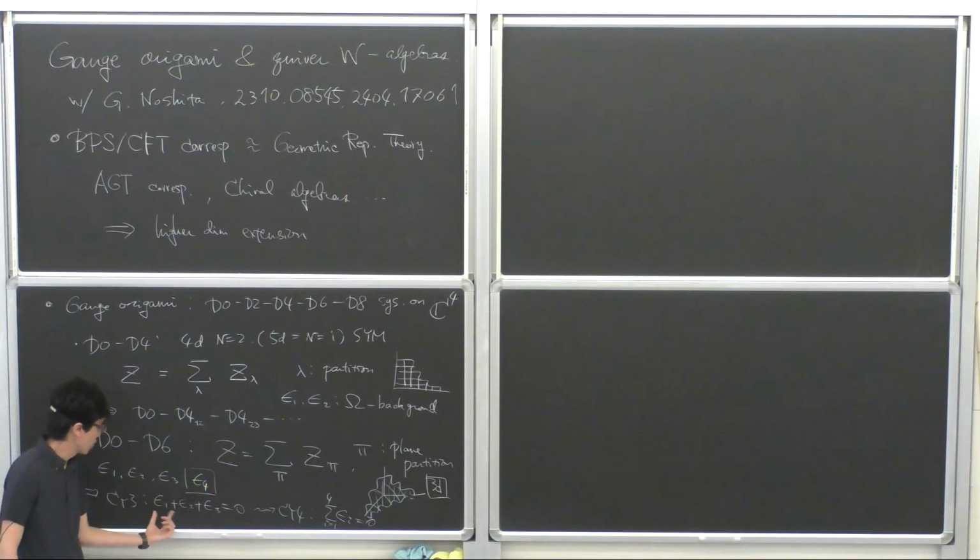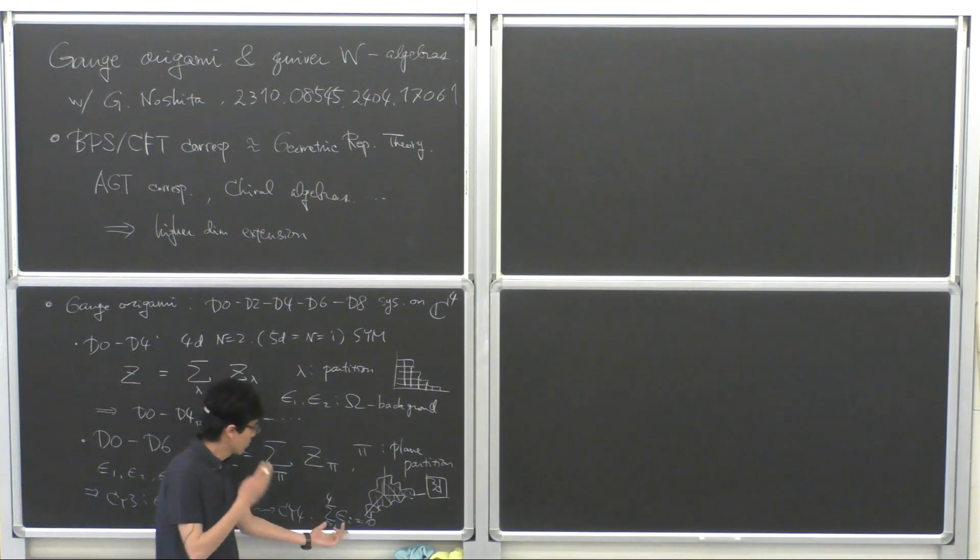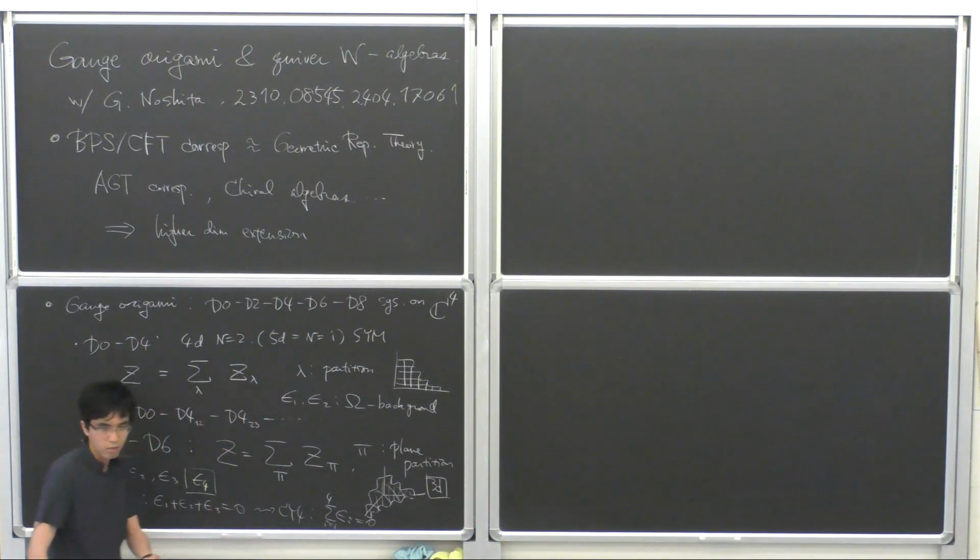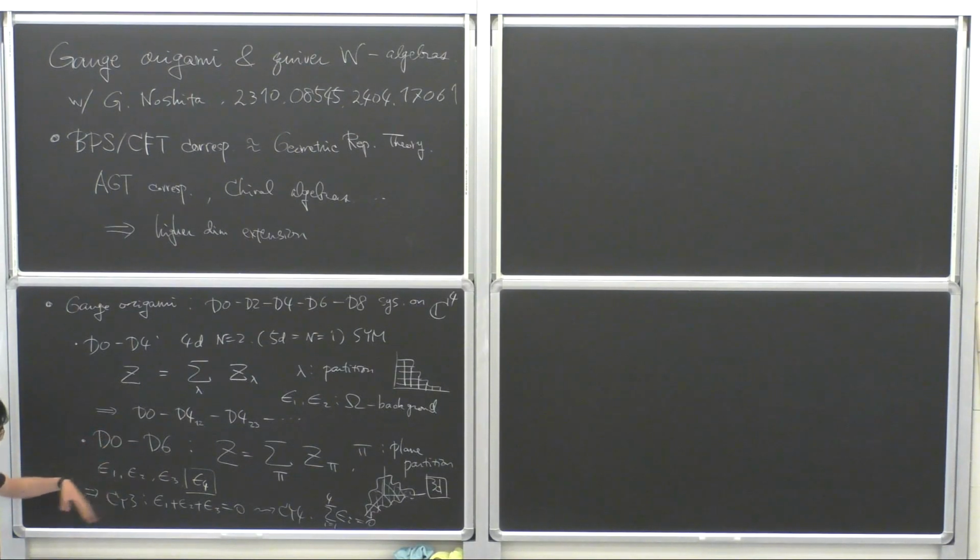So for Calabi-Yau 3, we have epsilon 1, 2, 3 with one condition, effectively 2 parameters. For Calabi-Yau 4, we have epsilon 1, 2, 3, 4, but with the one Calabi-Yau condition, we effectively have 3 parameters. So in my sense, this D0-D6 is a one-parameter deformation of the standard, for example, topological vertex system or something like this.